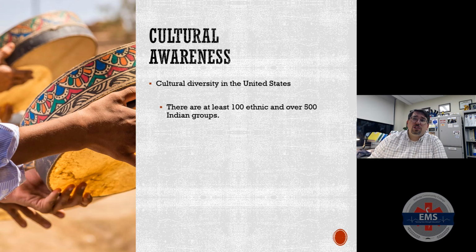Now, if we think about cultural awareness, specifically diversity in the United States, there's a ton. There's over 100 ethnic groups and over 500 Indian groups. This makes it very challenging to know all of the things that are going on with culture, but when we deploy simple, basic approaches, we can make sure that we're being very inclusive, that we're recognizing the importance of diversity and recognizing the importance of inclusion.